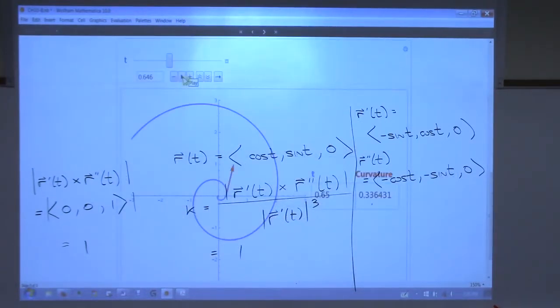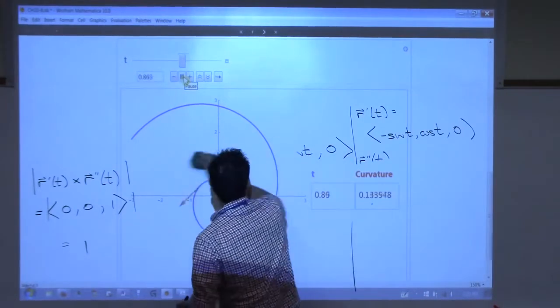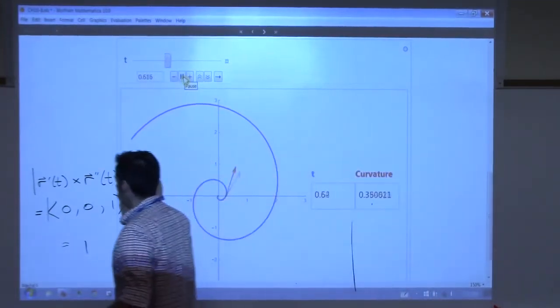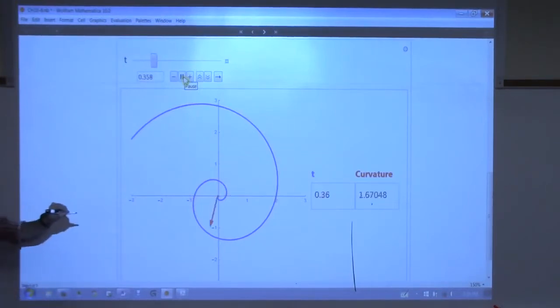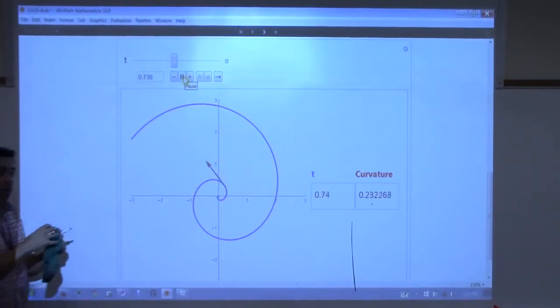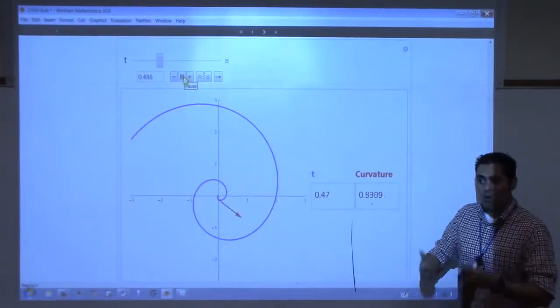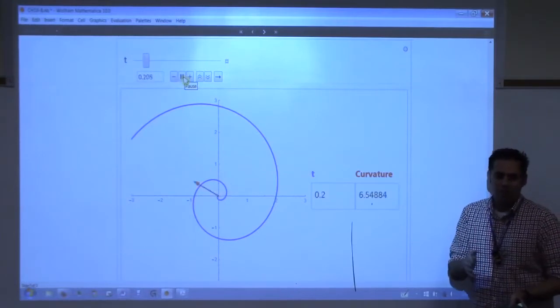Here's an example of a vector function that does not have constant curvature. Like the circle is obvious, right? If you're on the circle, you've got that same curvature the whole time. This is a spiral, and it's a tighter spiral in the center, and it gets wider as you get bigger. So does it make sense that the curvature should be large in the center and get smaller as you move out? A larger curvature is like how fast it's turning.